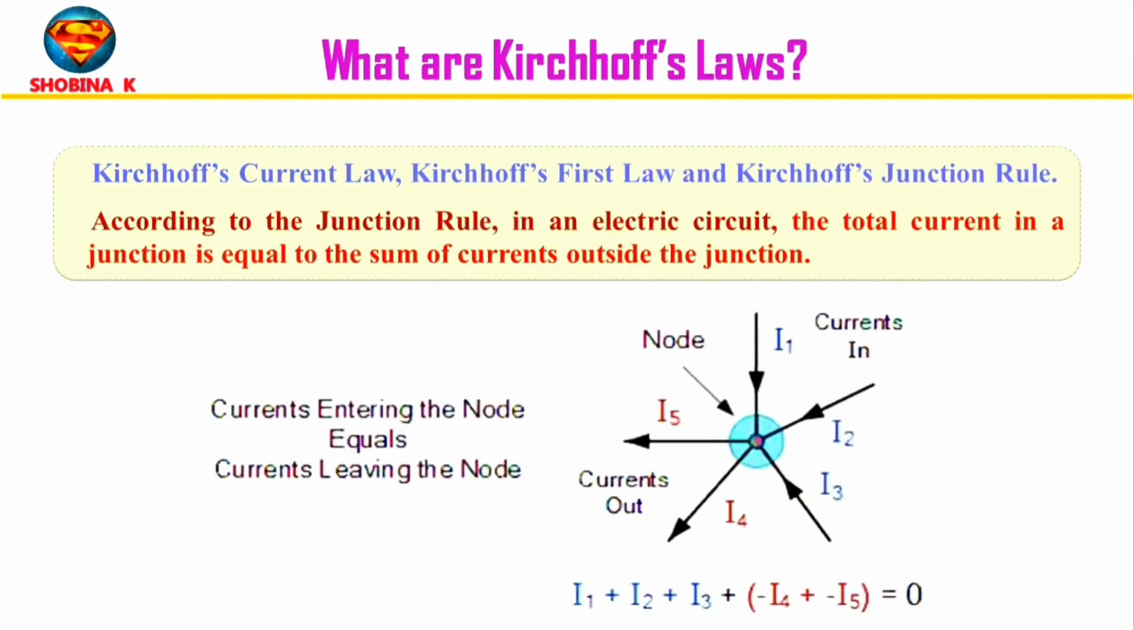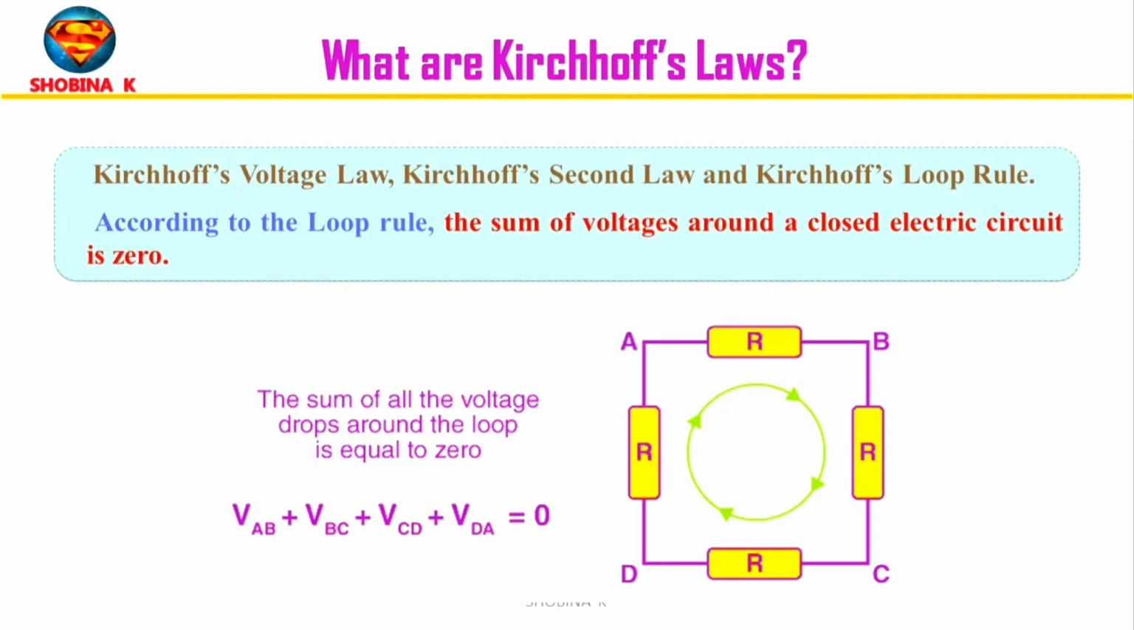Kirchhoff's current law goes by several names. Kirchhoff's current law is Kirchhoff's first law or Kirchhoff's junction rule. According to the junction rule, in an electric circuit, the total current into a junction is equal to the sum of currents out of the junction. And Kirchhoff's voltage law is also known as Kirchhoff's second law or Kirchhoff's loop rule. According to the loop rule, the sum of voltages around a closed electric circuit is 0.